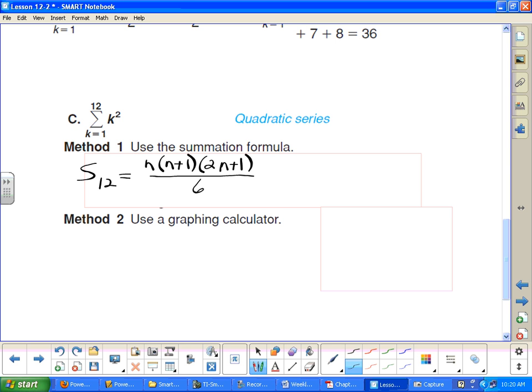All right, so what's n in this case? 12. So n plus 1 is 13. And if I double it and add 1, what do we get? Okay, 2 times 12 is 24, plus 1 is 25. And then just divide that by 6. Okay, that can be easily typed in your calculator to find the answer also. Okay, what? 650.